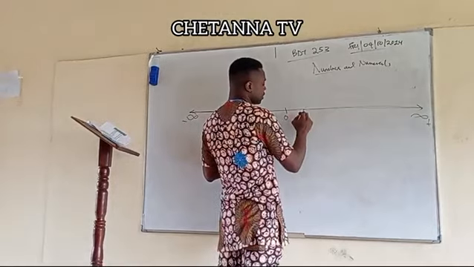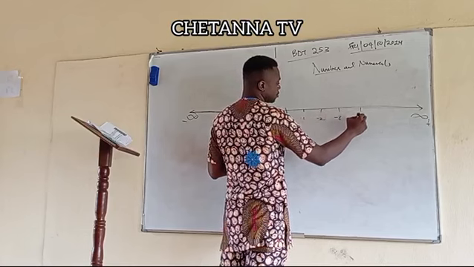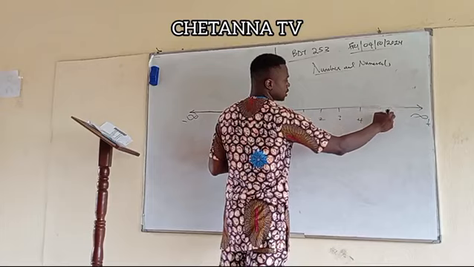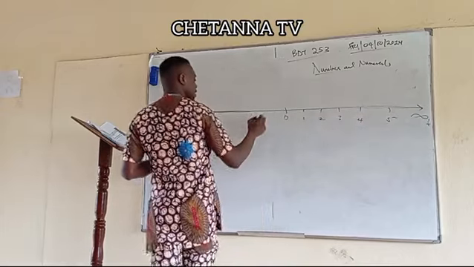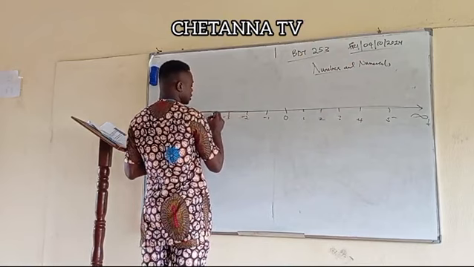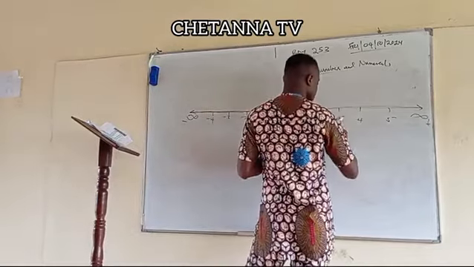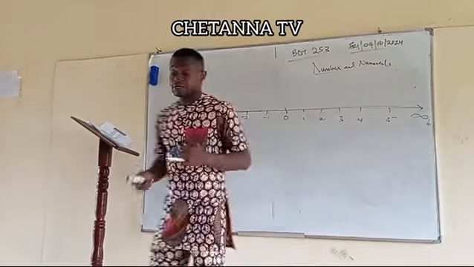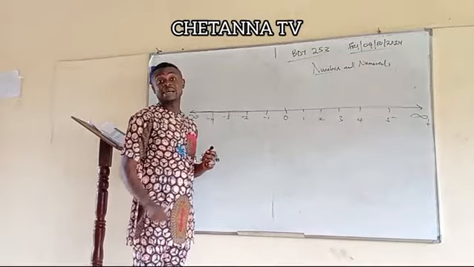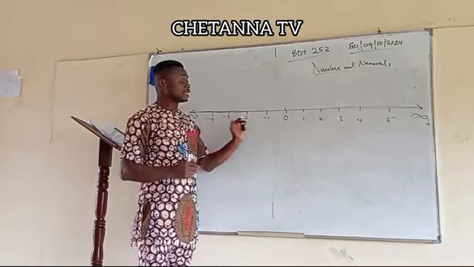So you have here -1, -2, -3. This is 5 till infinity. Here is -1, -2, -3, -4 till infinity. Are we together? Now, this is what is called the number line.